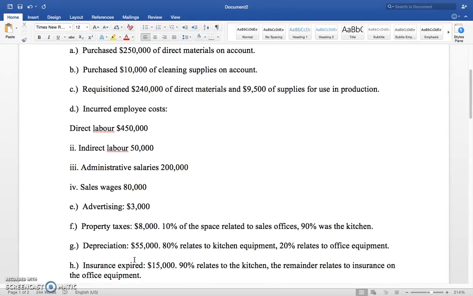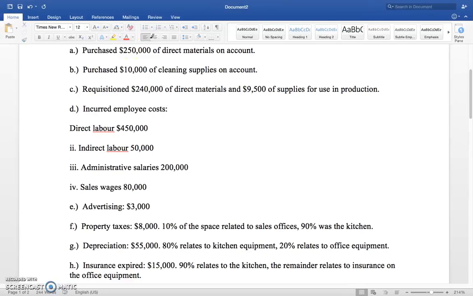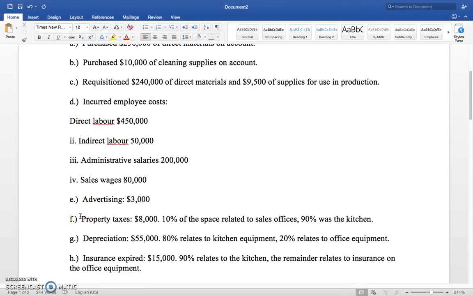Advertising is 3,000, right? So debit your advertising expense of 3,000, that is a period cost, and credit your accounts payable. Part F is property taxes, 8,000. 10% of this relates to sales offices and 90% was the kitchen. So now the question is telling you the taxes are 90% related to the kitchen.